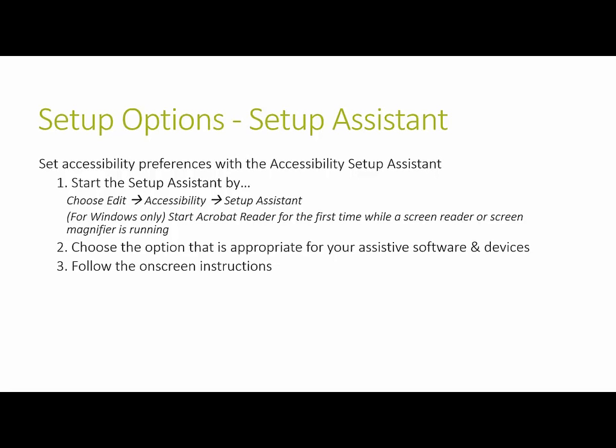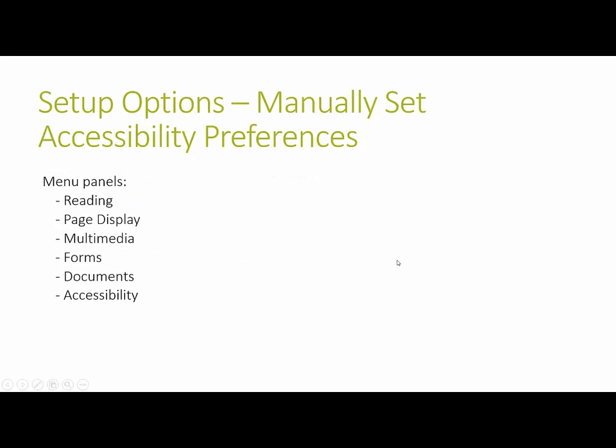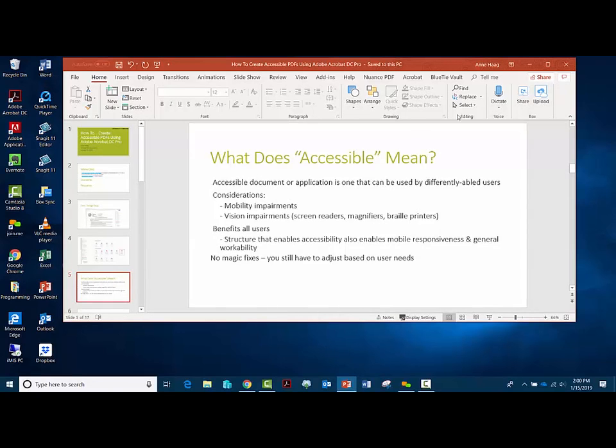But there are preferences in the reading, forms, and multimedia categories that aren't available through the setup assistant and are only in the preferences dialog box. So it's a little bit more ideal to actually go through and manually set your accessibility preferences, which requires some groundwork and some careful reading of the Adobe website to actually know what settings you need to pay attention to. And that'll vary on a case-by-case basis, so I can't give you those answers today.